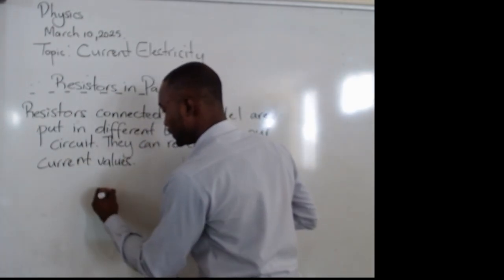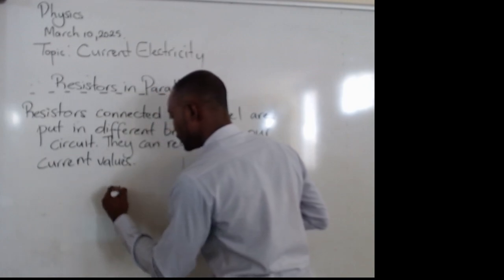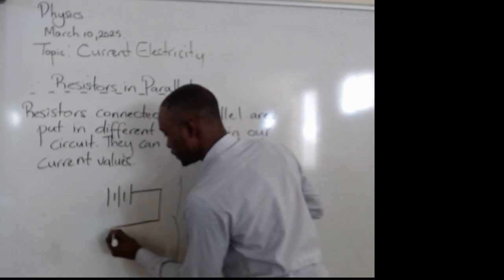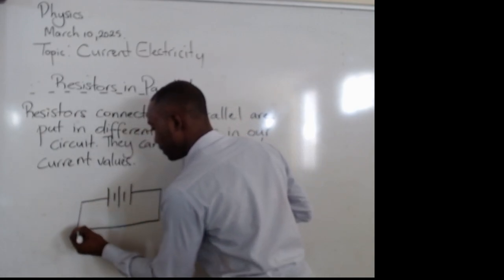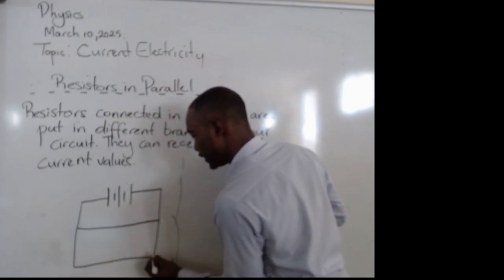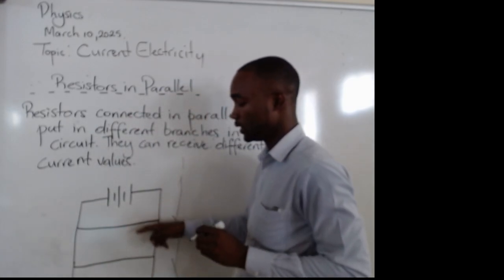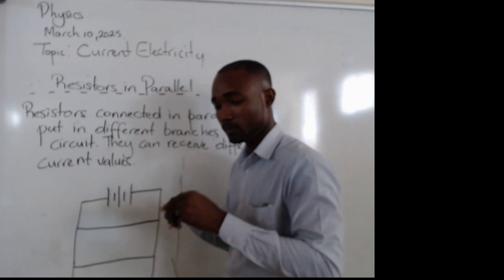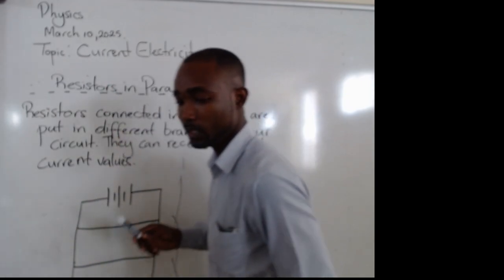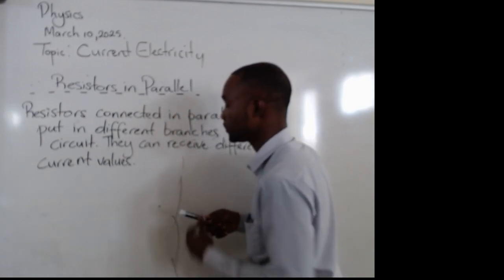Let us look at them connected in parallel. So let me put my voltage source right here. This is my voltage source. Just drawing some different branches in my circuit. So I have 3 branches. 1, 2, 3 branches. And I hope that is not too low. I'm going to draw it a bit higher. So 3 branches in this circuit.